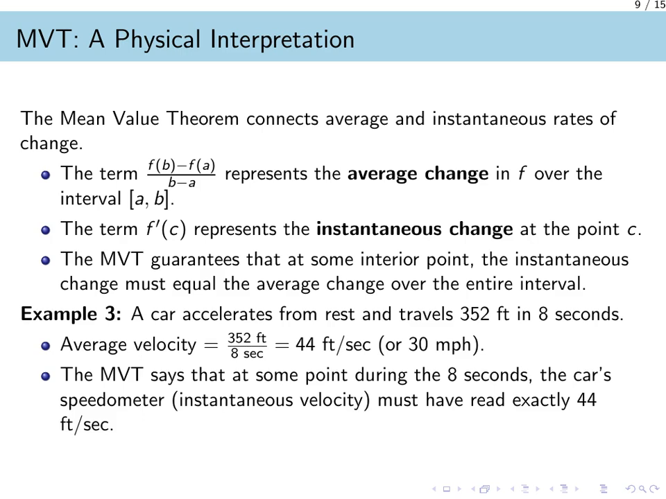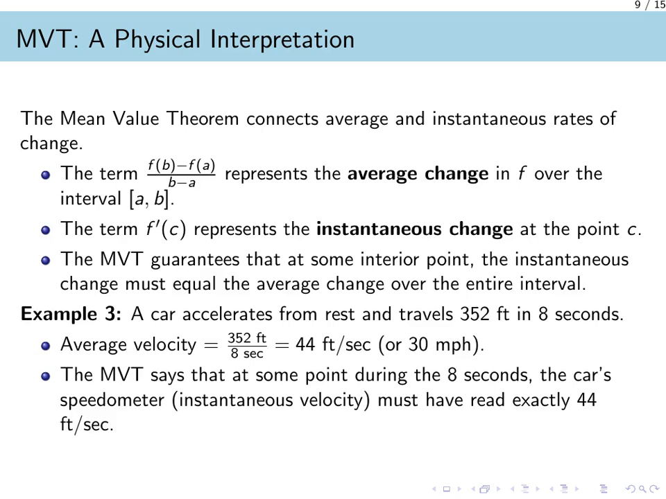The mean value theorem provides a powerful physical intuition by connecting average and instantaneous rates of change. Let us think of the fraction f of b minus f of a over the quantity b minus a, as the average change of a function over an entire interval. In contrast, the derivative, f prime of c, represents the instantaneous change at a single, specific point c. The theorem guarantees that at some interior point, this instantaneous change must be exactly equal to the average change over the whole interval.